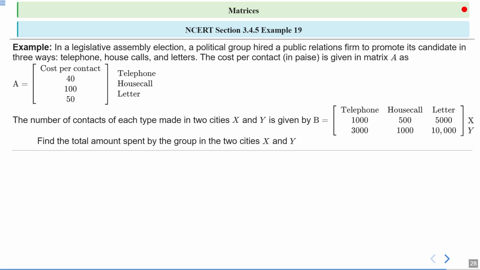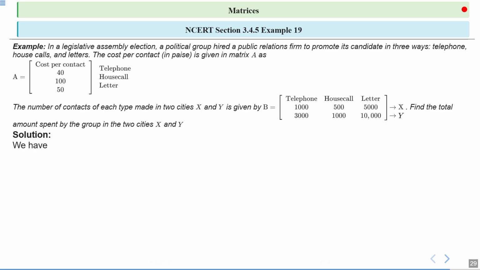Okay, so hope you all have tried to attempt the given question. Let us see how we can solve this. We need to multiply the matrices B and A, isn't it? This multiplication will give us the total cost for each city. So remember, matrix multiplication involves taking the dot product of rows from the first matrix and the column from the second matrix.